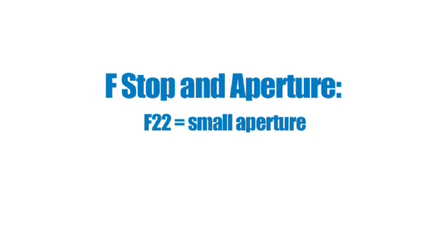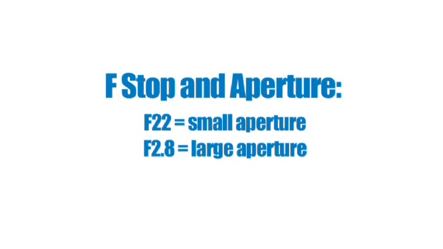The bigger the number, the smaller the hole. So an aperture like f/22 is a very small hole, and a number like 2.8 gives you a very large hole. There's also a secondary effect of the aperture which controls something called the depth of field. The depth of field is how much of your image is in focus.